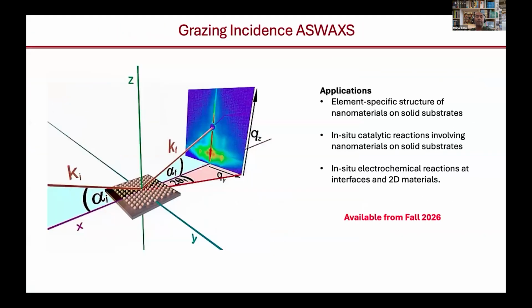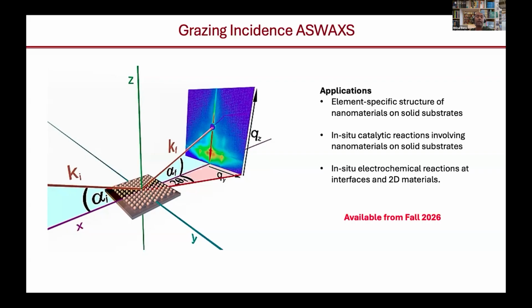Another important capability, which is going to be very useful for users who are mainly working with nanoparticles on solid surfaces, is a grazing incidence geometry where people can do anomalous X-ray scattering at a very shallow angle to look at the nanoparticles, which gives you interfacial sensitivity. This can provide element-specific structure of nanomaterials on solid surfaces.